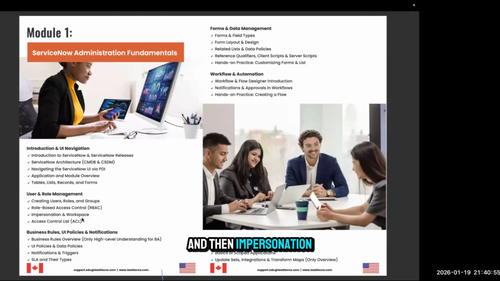And then impersonation and workspace. So impersonation is nothing but you can impersonate yourself as another role, and you can see how things look to another person. Usually only the admins have this role. Then we have access control list, again about giving the right access. It is about ensuring there is proper security.